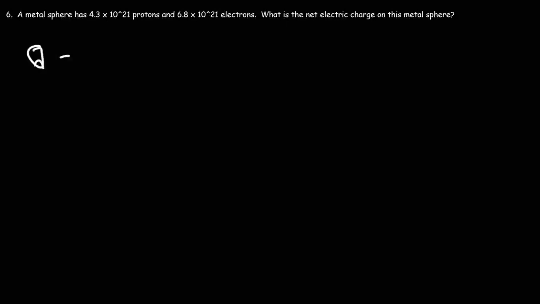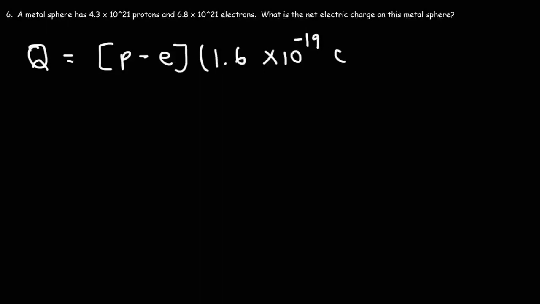So the net charge Q is going to be the difference between the number of protons and electrons. So if we get more protons than electrons, this number will be positive. If the number of electrons exceeds the protons, this number will be negative. So it's going to be P minus E times the charge of a proton, which is 1.6 times 10 to the negative 19 coulombs. So for this problem, all we need to do is plug in these values.